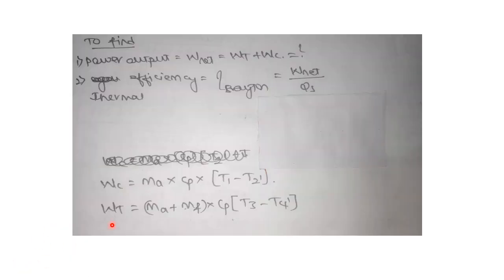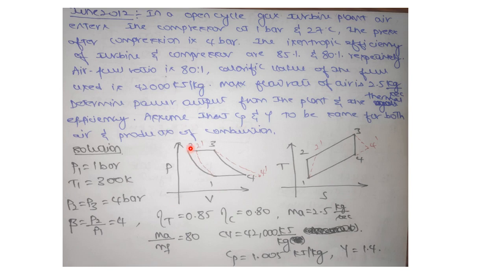What we have to find is the power output, which is W net, that is WT plus WC. The thermal efficiency of a Brayton cycle is given by output by input. Output is W net divided by input, which is heat supplied. Now this is very interesting. The compressor work is given by m Cp delta T, as you all know. Delta T being initial minus final, so it is T1 minus T2 dash, since efficiency is given.